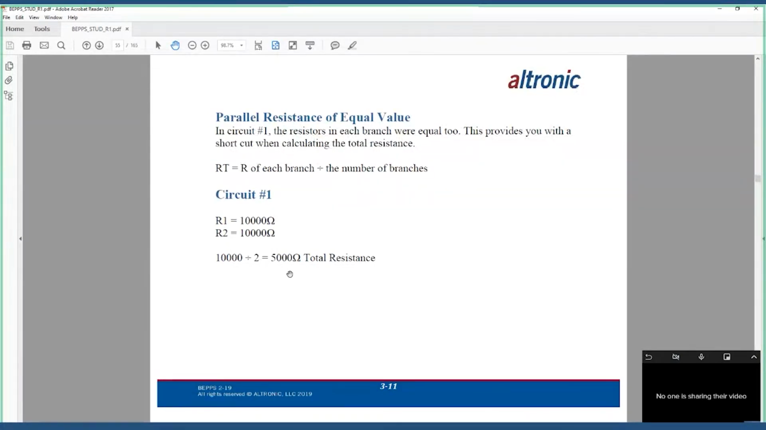Is it possible to add so many resistors to a circuit that all of a sudden we create a dead short and we start blowing our master fuse? Anybody want to answer that question? Yeah, it is.